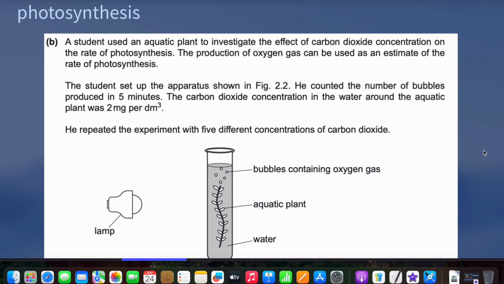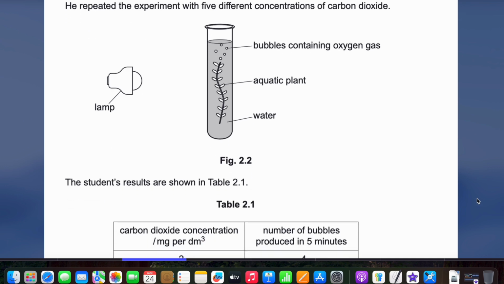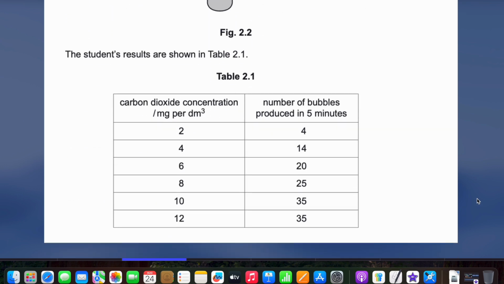Now, if your exam provides a table, like here, table 2.1, use it. Tables often list independent variables on the left. Here it is the carbon dioxide concentration, and dependent variables on the right. Number of bubbles produced in 5 minutes. Simply copying this correctly into your answer sheet is all you need.